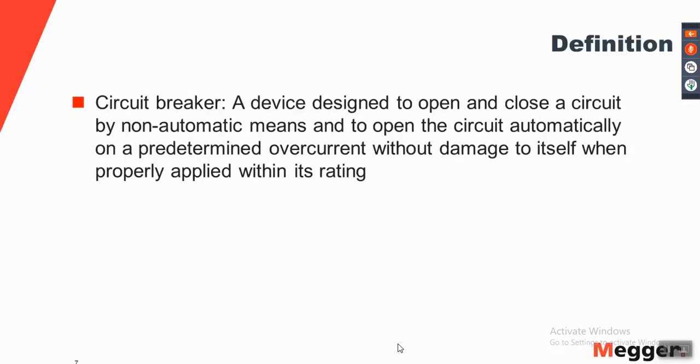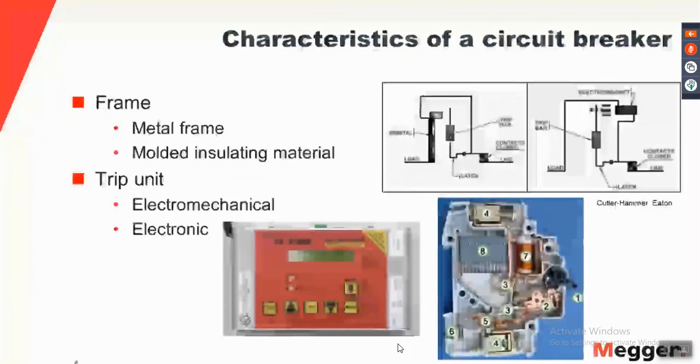We'll go with the NEC and NEMA definition, which says a circuit breaker is a device designed to open and close a circuit by non-automatic means and to open a circuit automatically on a predetermined overcurrent without damage to itself when properly applied within its rating. So circuit breakers are used in various applications, but there are some characteristics that are common to all circuit breakers. Let's discuss some of them.